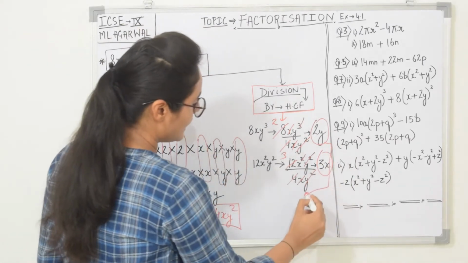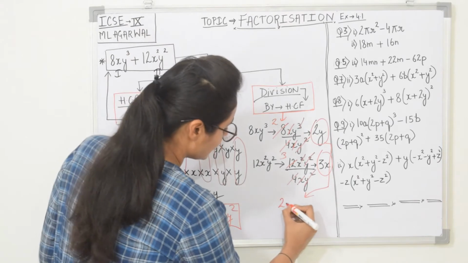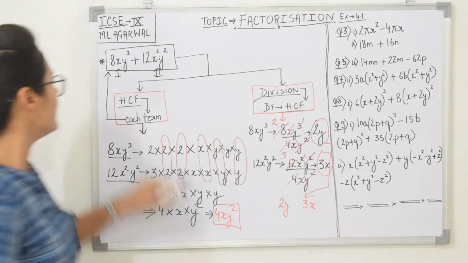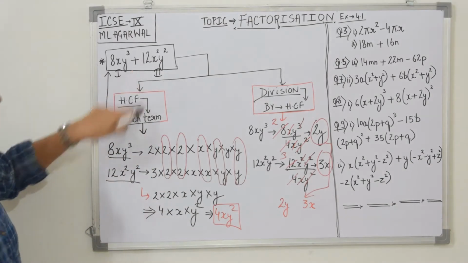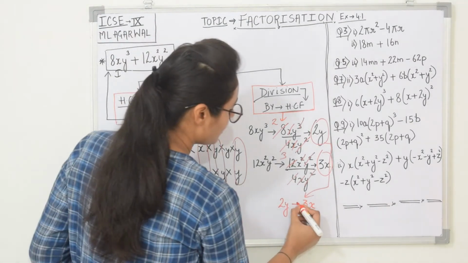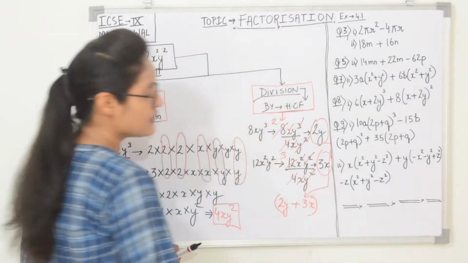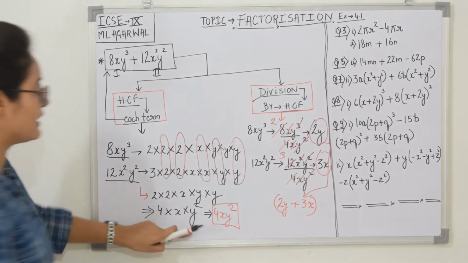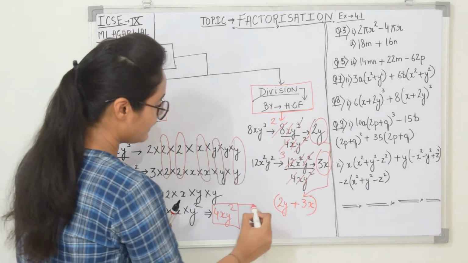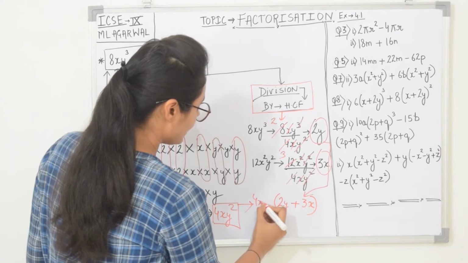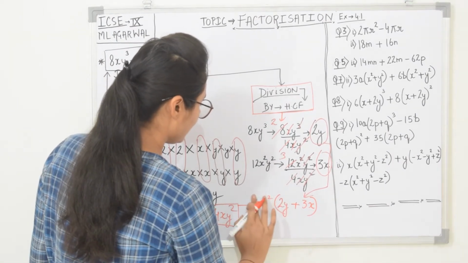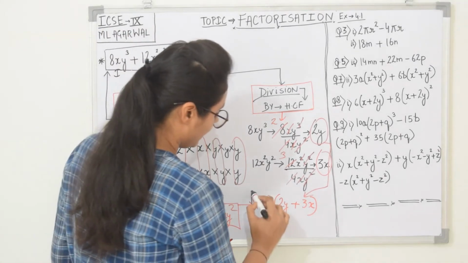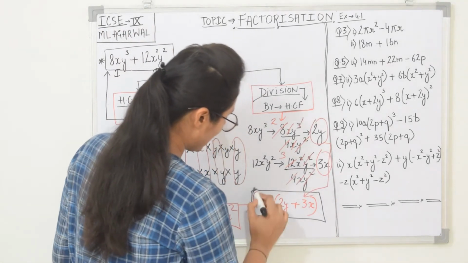What we need to do is combine both the terms, that is 2y and 3x. How we combine them: the sign between them is the same as the sign between the polynomial, plus. We enclose it within a bracket, and outside the bracket we write our HCF which we have calculated here, that means 4xy square. This is the method of representation of our answer.